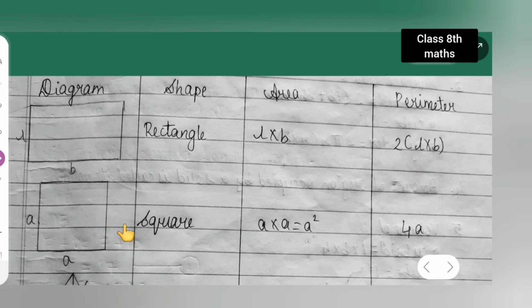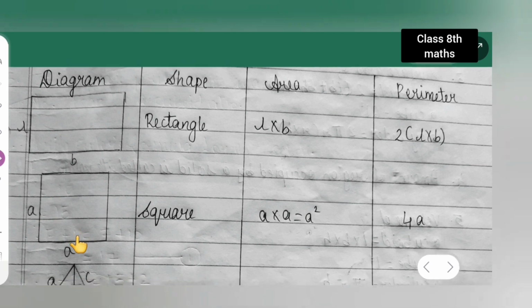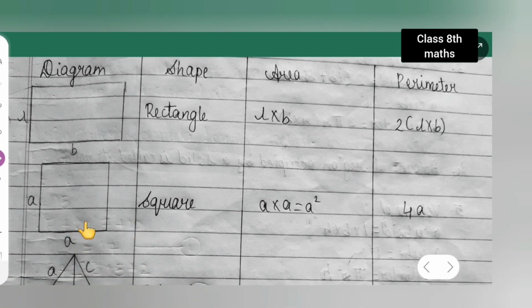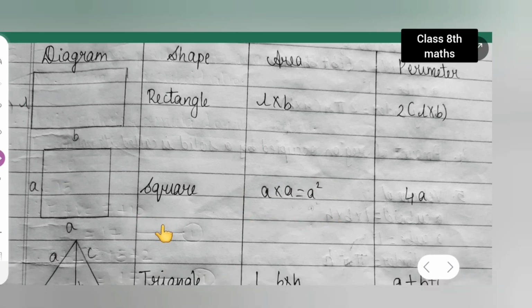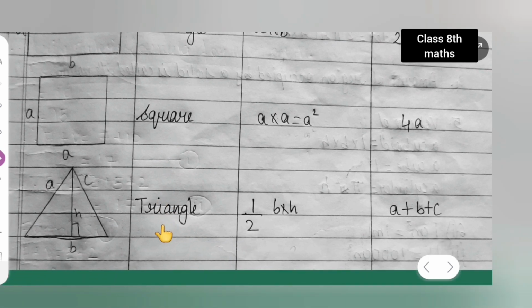Now again there is one more diagram over here. You all can see, it is a square. Now, for the square, a and a are given, right? So the area is a into a, which is a square. And what is the perimeter of this square? The formula is 4a. And the area of the square is a into a, a squared.